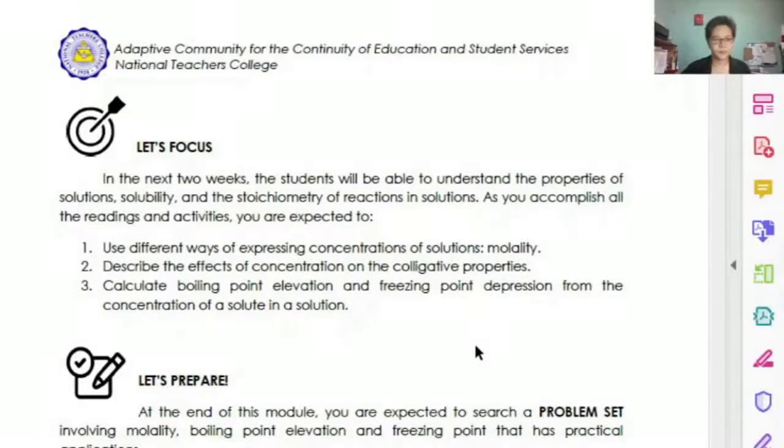Hi. In the next 2 weeks, students will be able to understand the properties of solutions, solubility, and the stoichiometry of reactions in solutions. As you accomplish all the readings and activities, you are expected to use different ways of expressing concentrations of solutions, which will focus on molality, describe the effects of concentration on the colligative properties, and calculate boiling point elevation and freezing point depression from the concentration of a solute in a solution.